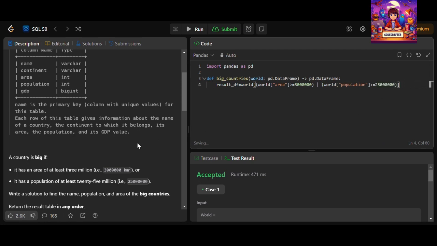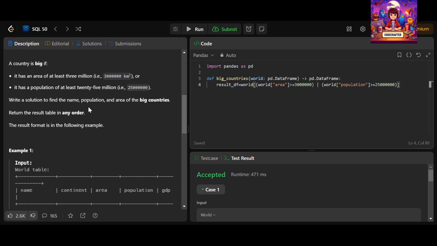So we have the resulting data frame, but what is the requirement they have given? A solution to find out name, population, and area. I have to select the columns only. So I'm just returning the data frame, result df, and inside that we have to select specific columns. What is the first? Name, population, right? So let me select the population also. And what is the next one? It's area.